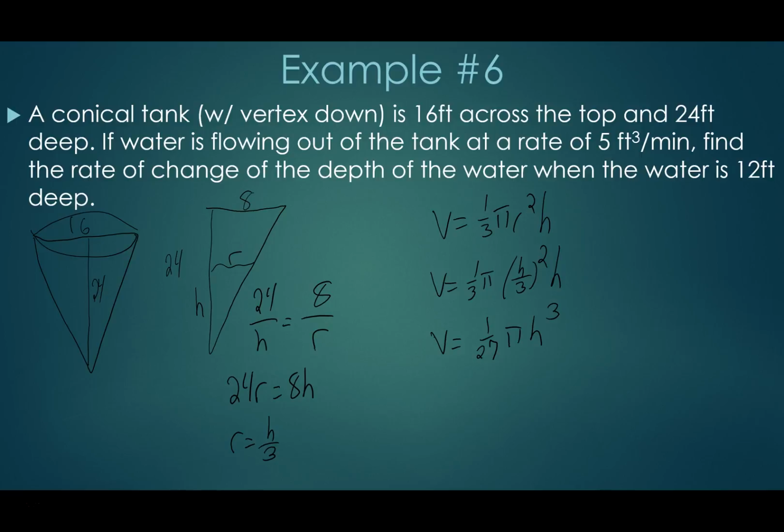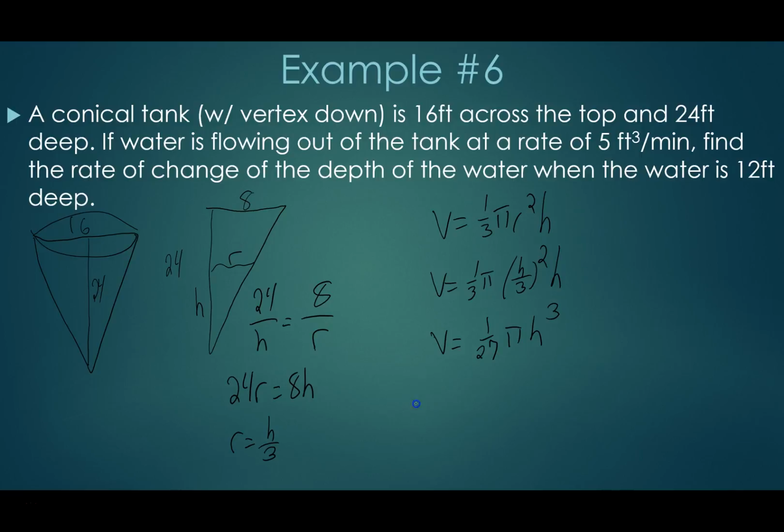And the whole key with these conical tanks comes from this similar triangle concept right here. The overall radius is 8, overall height is 24. Once I have that information, I know that they are proportional to the radius and height at any given point: the overall height over the height at a point equals the overall radius over the radius at a point. We cross multiply, and then we solve for the variable that makes the most sense. If I want to find the rate of change of the radius at a certain point, I'd have to solve for h to replace all the h's with r's. Because I want dh/dt, I want to replace all the r's with h's.